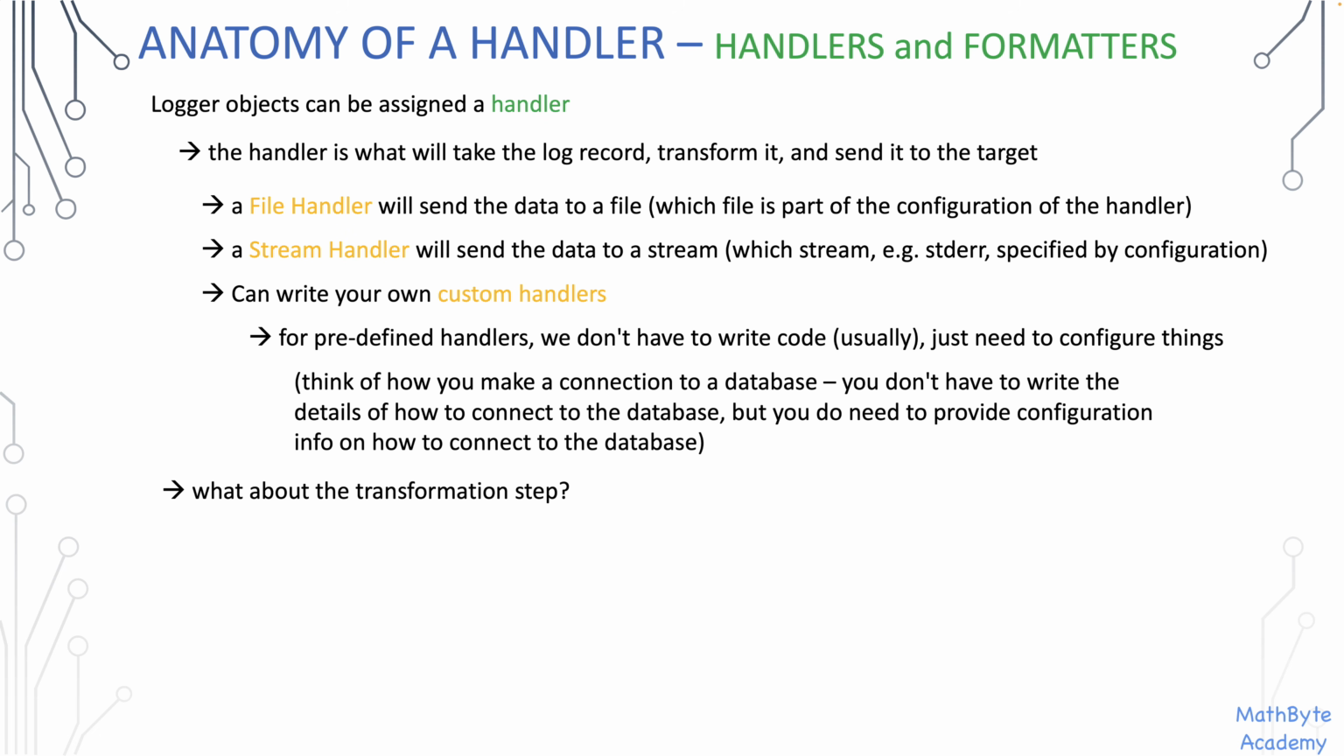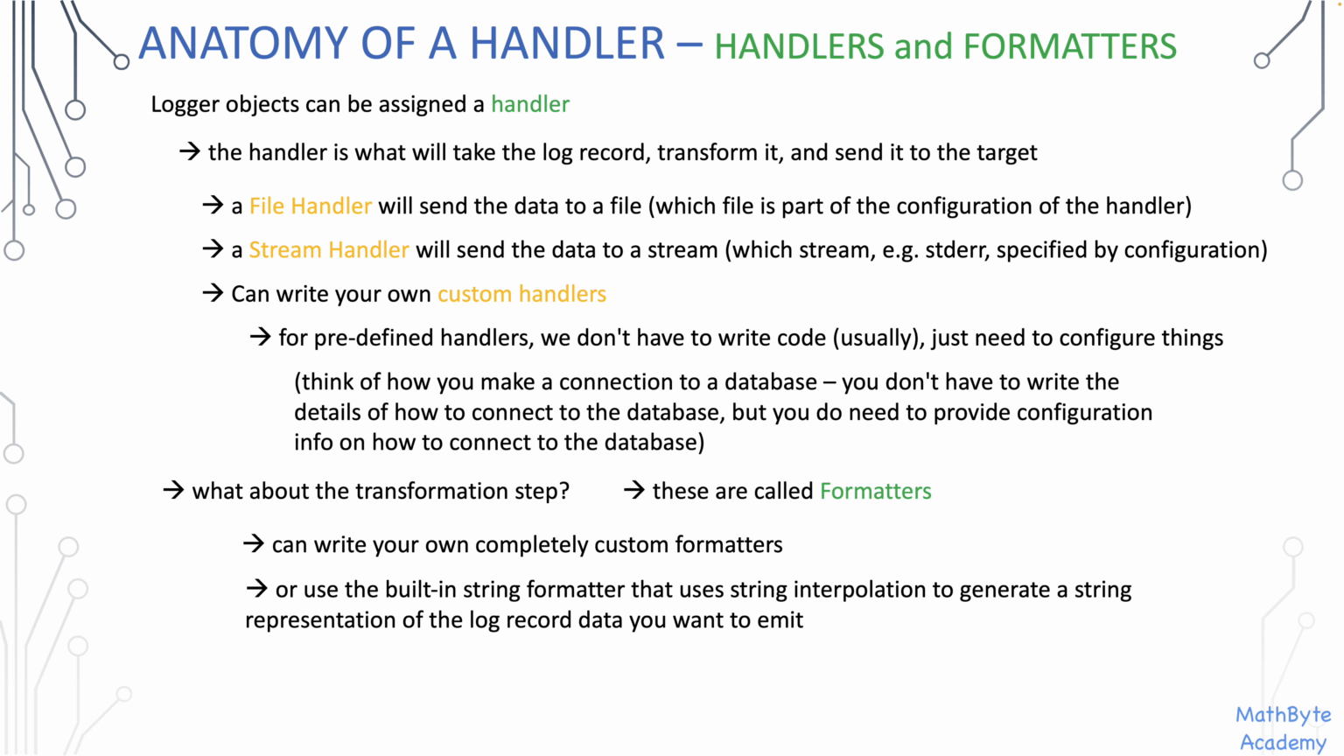So what about the transformation step? Remember I was telling you about this serialization or transformation step that we have. Well, those are called formatters. And you can write your own completely custom formatters, but very often we use strings, right? We format our data. We essentially serialize the data in the log record to some string. And of course, we can specify what that string is using essentially templates. So we don't need to write a custom formatter. We can just basically specify what the string template should look like. That's the most common way of using the formatters, but you can write your own custom ones.